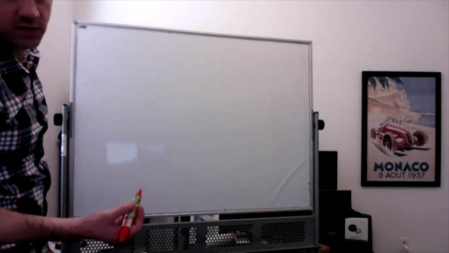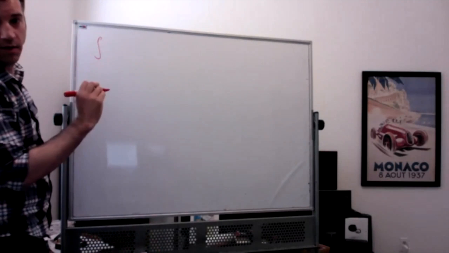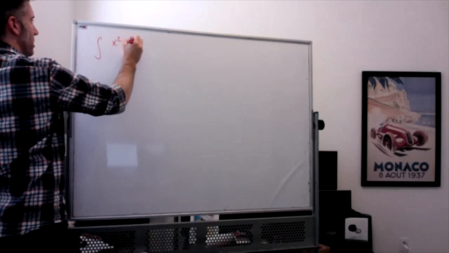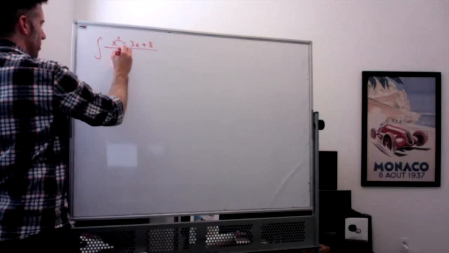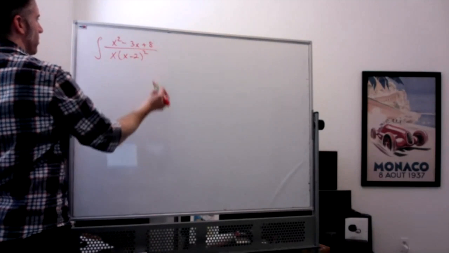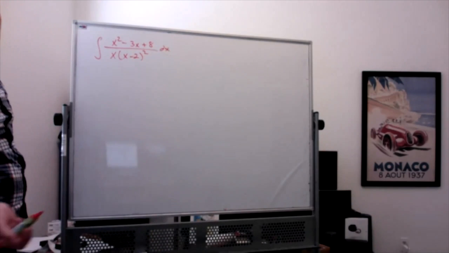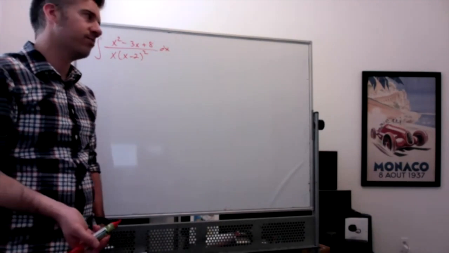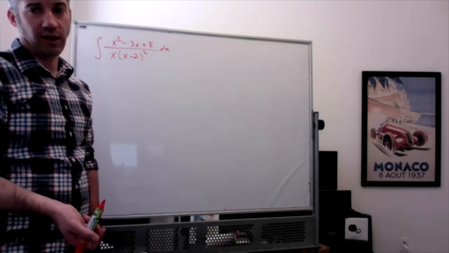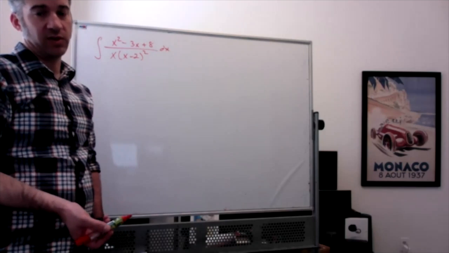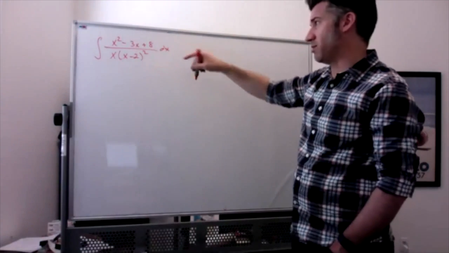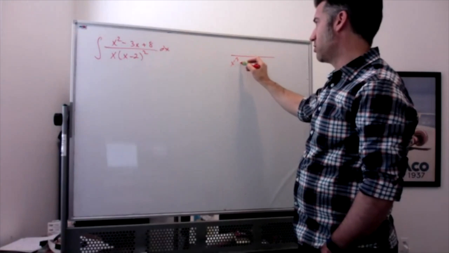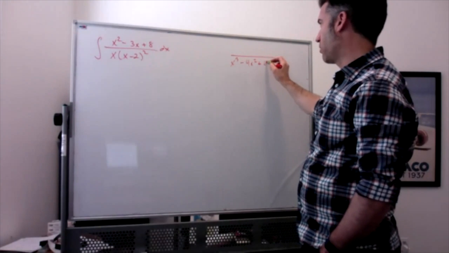Let's see. Let's try this one. The integral of x squared minus 3x plus 8 divided by x times x minus 2 squared. And while we could try a u sub here, you probably at least want to think about a u sub, like maybe the top is actually the derivative of the bottom. I don't think it is. I guess we could multiply out the bottom to see. x minus 2 squared is x squared minus 4x plus 4, and then times x, that would be x cubed minus 4x squared plus 4x.